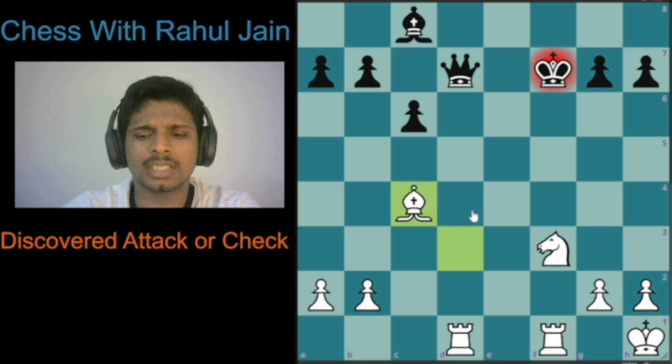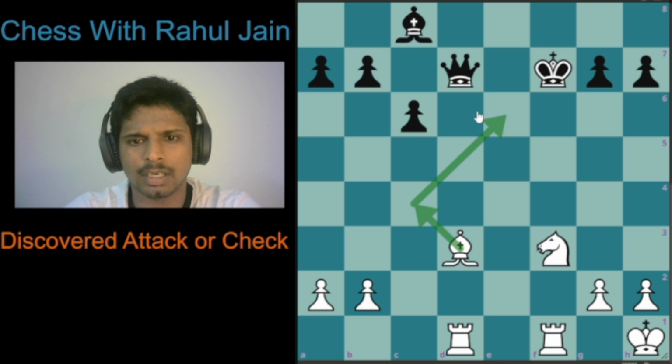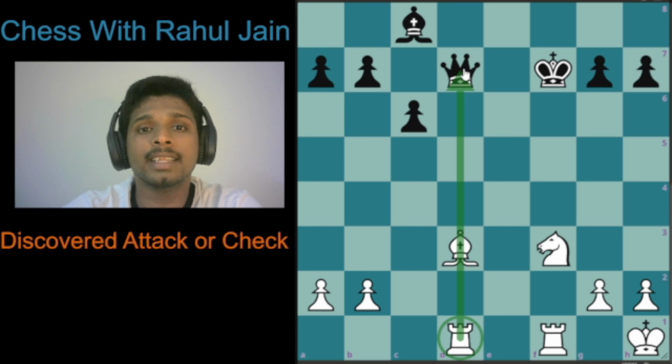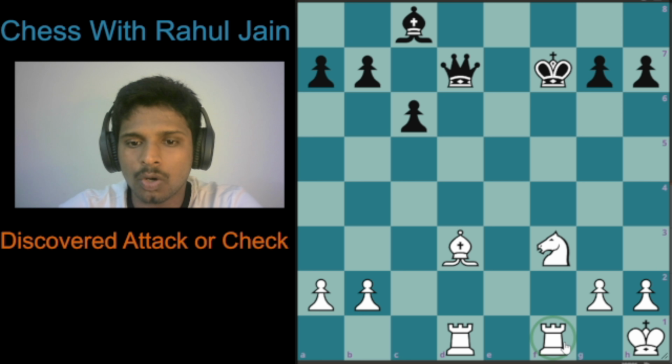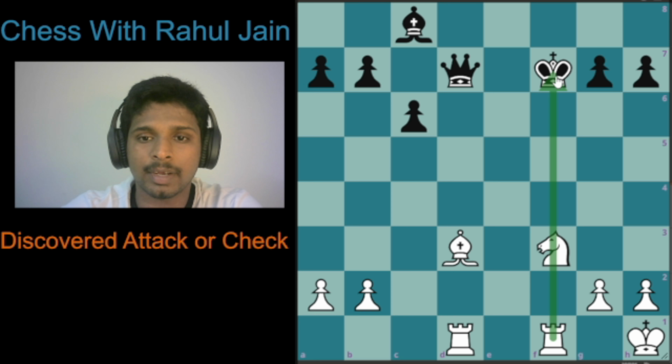Now we'll learn what is discovered check then. Okay, we already saw this. We also gave a check. Then how is discovered check different? Okay. So I told you that this should be X-ray, and whenever the X-ray piece, the piece which is behind, which is indirectly attacking, which is giving the X-ray, is not seeing the king, it's not a discovered check. In this position, the rook on f1 is X-raying the f7 king.